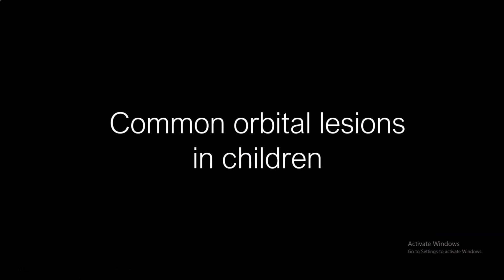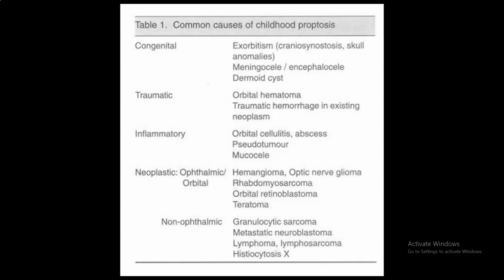Common orbital lesions in children. So we finished adults, not all the lesions, but as much as we can, and the most frequent lesions were mentioned. In children, we can put it congenital, traumatic, inflammatory, neoplastic. Congenital, you know, the famous Crouzon's disease of craniosynostosis. If you don't know about it, you can read about it. Crouzon's disease, and you get bilateral proptosis due to small maldevelopment of the bone of the orbit, and it's causing proptosis.